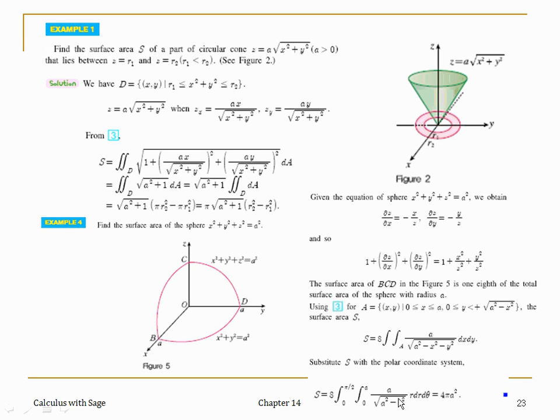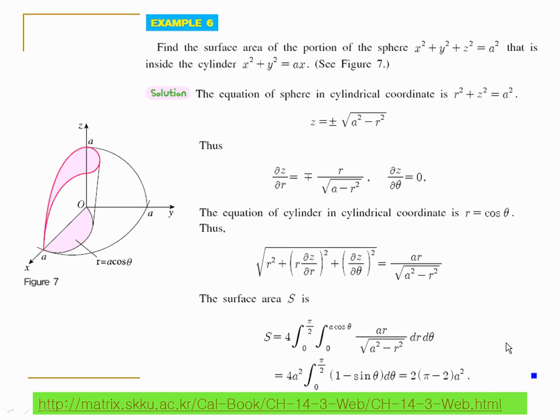So we have the integration like this, which is an easy integral of a single variable, because this has nothing to do with theta. We only find the integral of this one, then multiply by the constant to get 4 pi times a squared as the surface area of this sphere in the first octant. Okay, now find the surface area of the portion of the sphere x squared plus y squared plus z squared equals a squared that is inside the cylinder x squared plus y squared equals ax, like this.